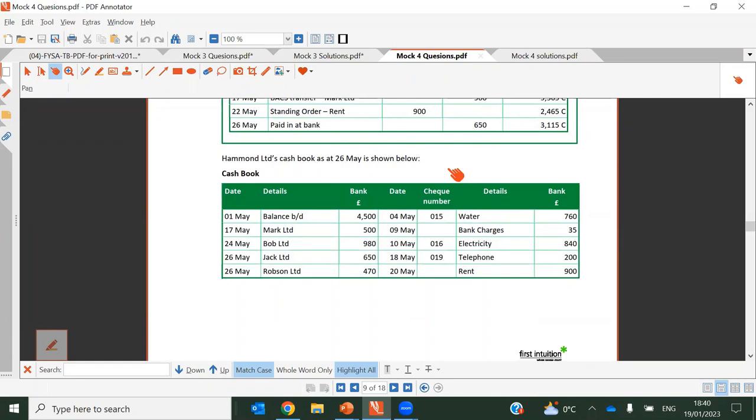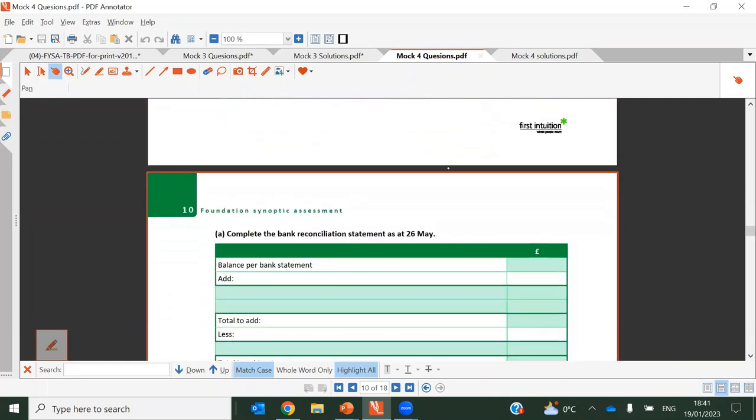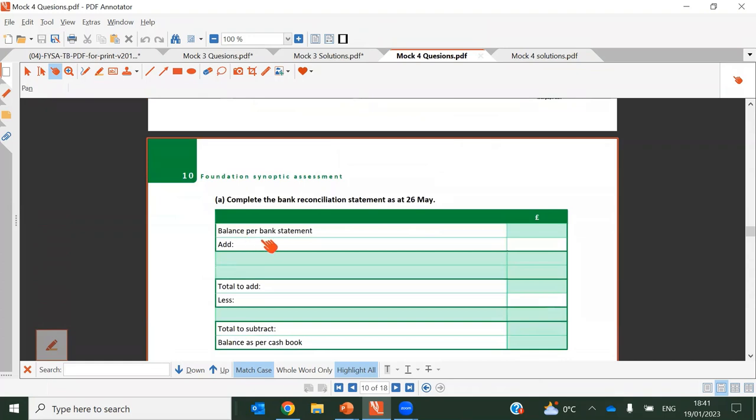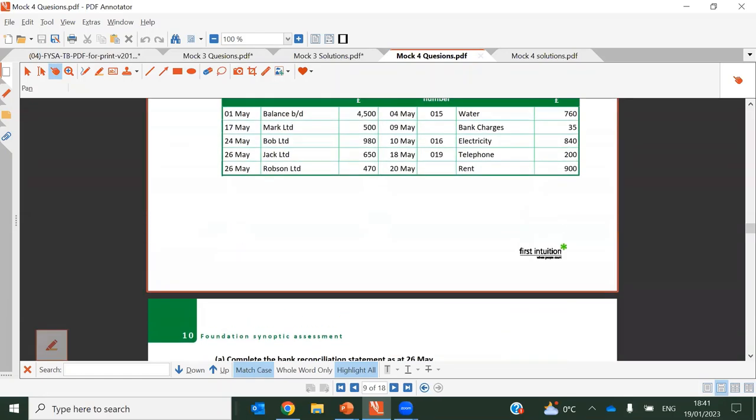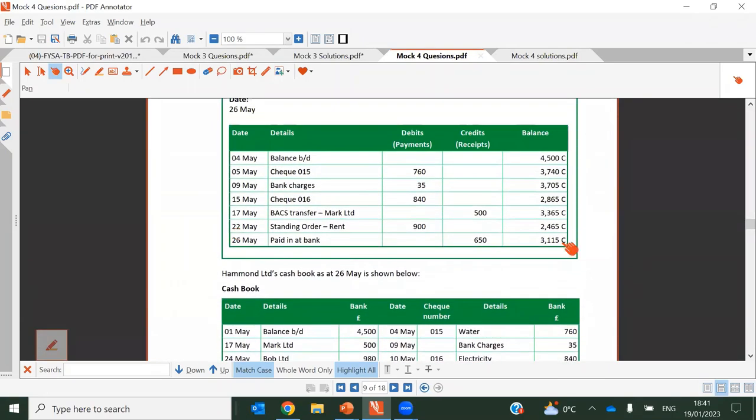So in terms of our methodology for completing this, we will start, of course, with the bank balance per the bank statement. Again, be careful. It is this bottom figure here we are interested in, not the top figure. This was the balance at the 4th of May. We are interested in the balance at the 26th of May. So this final balance here.